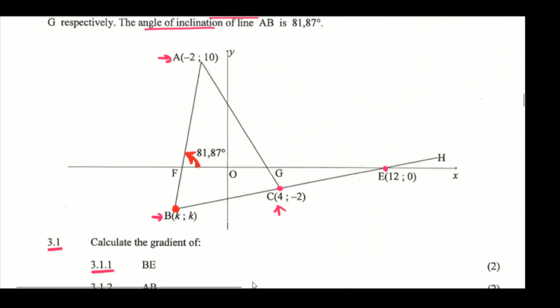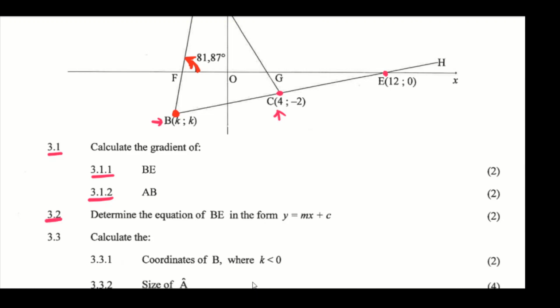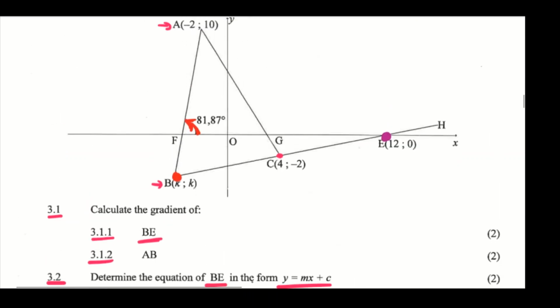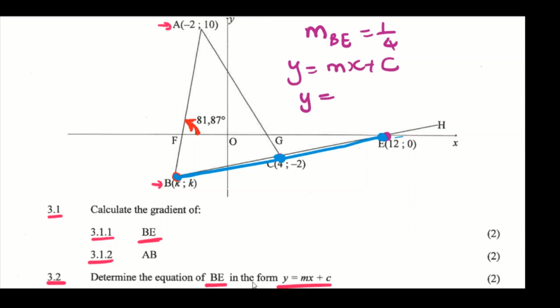Fine, so we're done with this part of the question, so we move on to another part, which is 3.2. Determine the equation of BE in the form y is equal to mx plus c. BE, as we calculated its gradient in the previous question, this is the line of BE. And we found the gradient of BE to be equal to 1 over 4. So if you were to write y is equal to mx plus c, it's 1 over 4, which is the gradient, multiplied by x plus c. Since it's BE, we can use any point: you can use the point C here or the point E here.